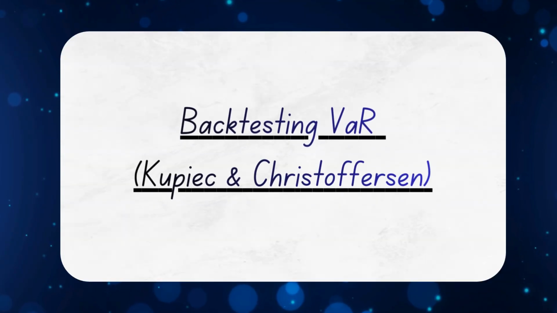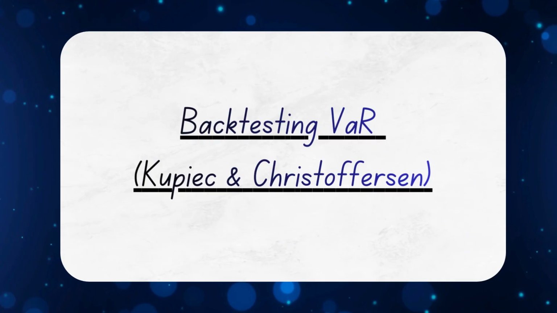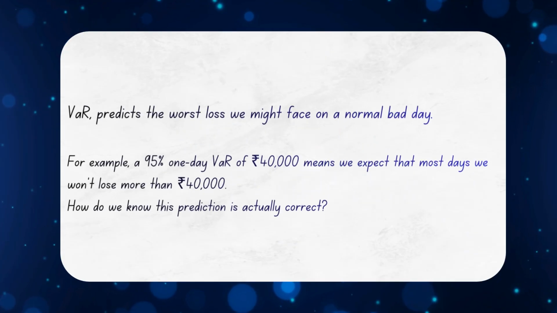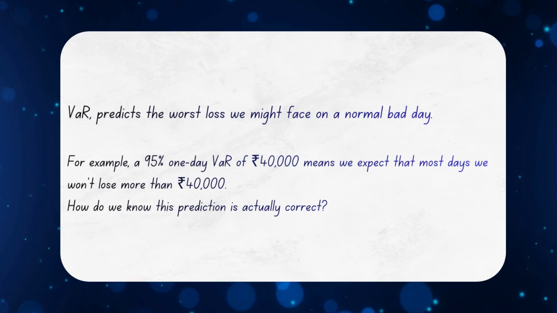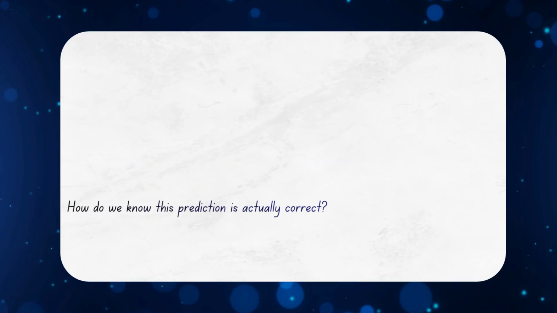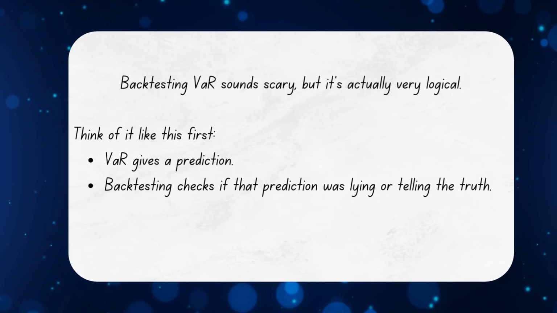Let's talk about something very important in risk management, backtesting VAR. So we already know that value at risk, or VAR, predicts the worst loss we might face on a normal bad day. For example, a 95% one-day VAR of rupee 40,000 means we expect that most days we won't lose more than rupee 40,000. But here's the big question. How do we know this prediction is actually correct? Because honestly, VAR is just a model, and models can be wrong.